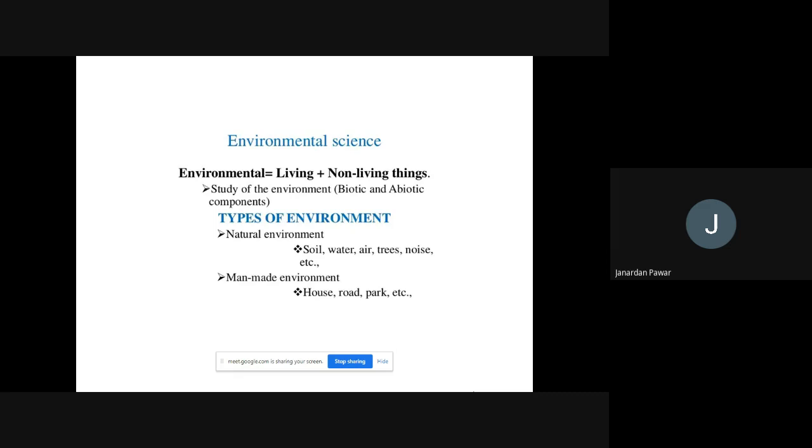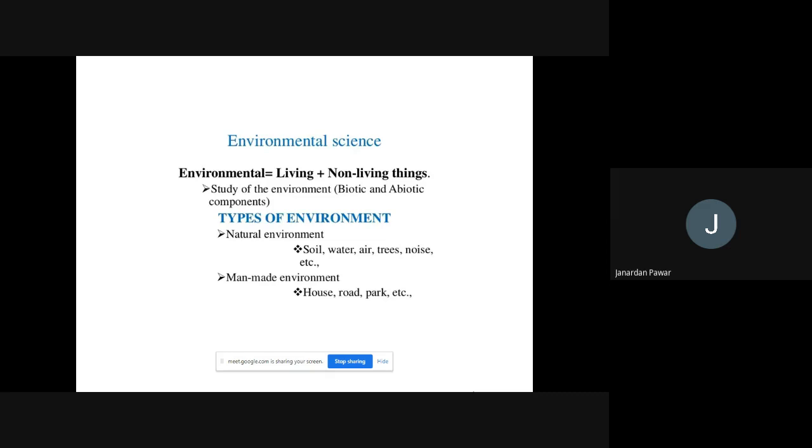Then what are the types of environments? There are two types of environments that we can see. One is natural environment and the second one is man-made environment. What is there in the natural environment and what is there in the man-made environment, we are going to see. As far as the natural environment is concerned, whatever we see in nature is a part of the natural environment, such as soil, water, air, trees, noise, etc. Whatever is created by nature, which is part and parcel of nature, can be called the natural environment.